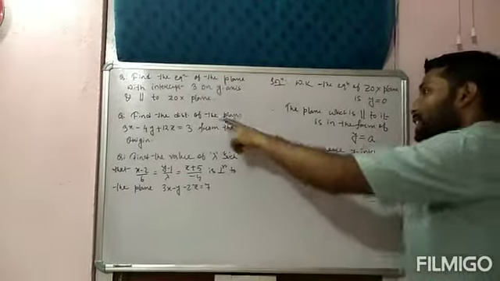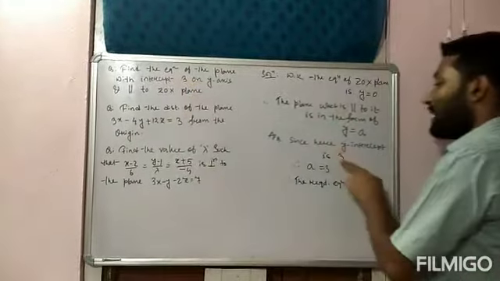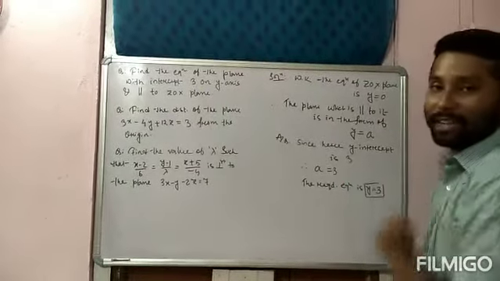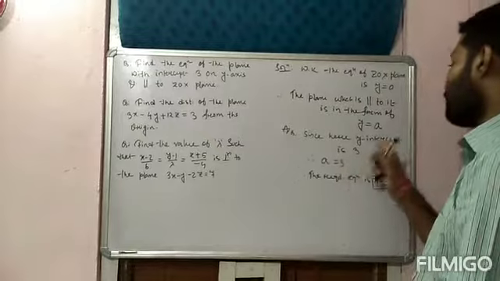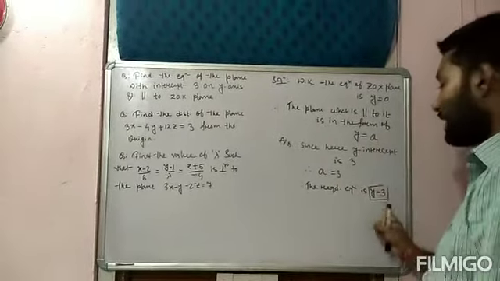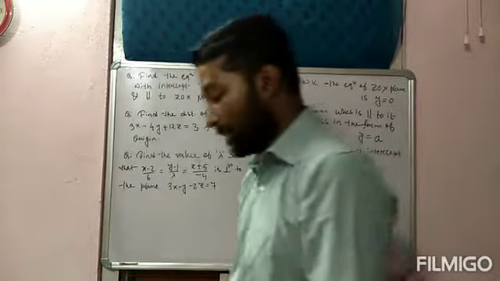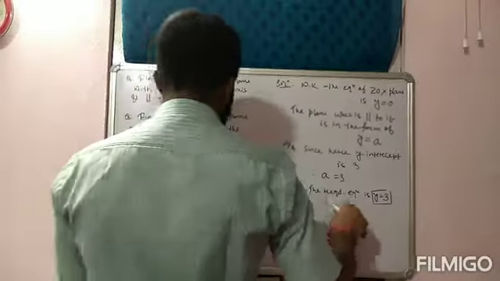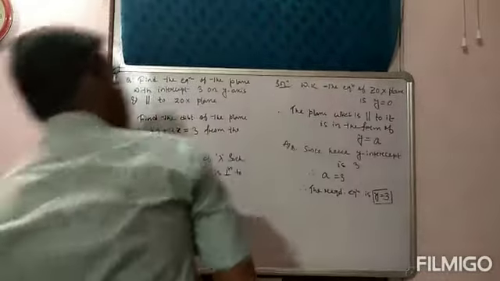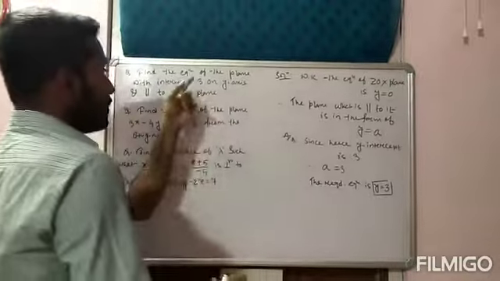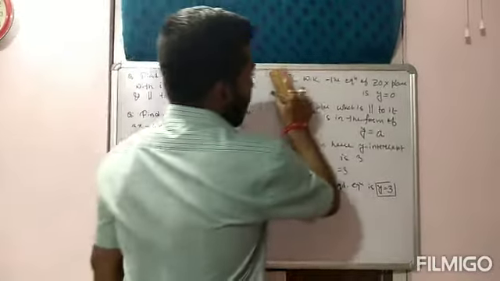According to our question here, the y-intercept is given. That means here the value of a is given. So here a is equal to 3. So put the value of a in this equation, you will get the required equation of the plane. That means y equal to 3 is the required equation of the plane. Okay. So this is the solution of the second question.